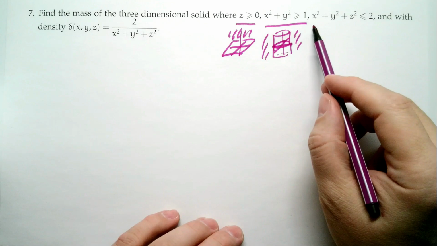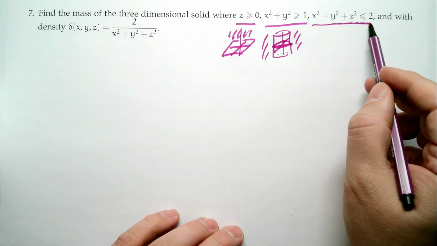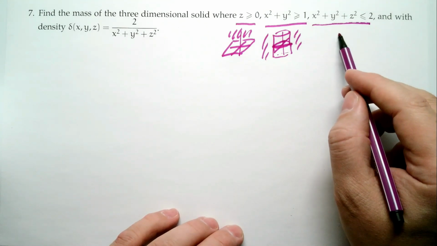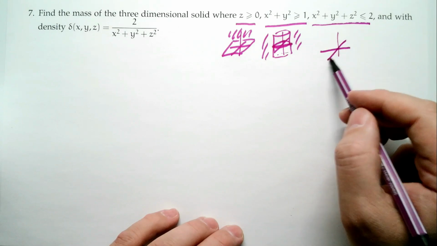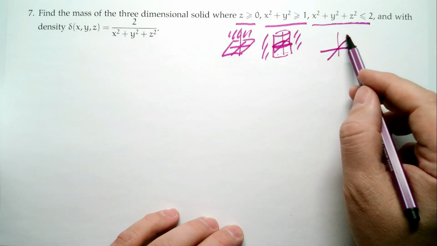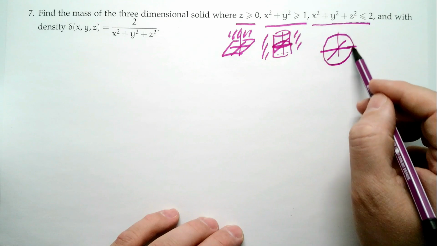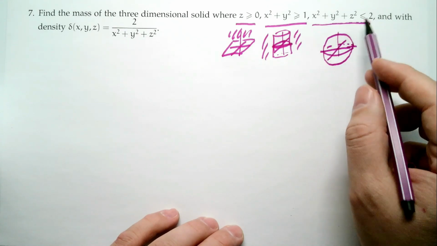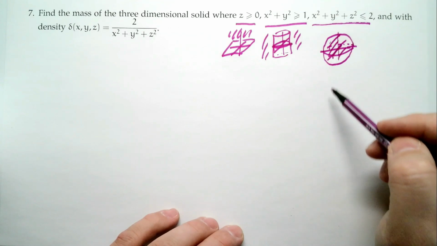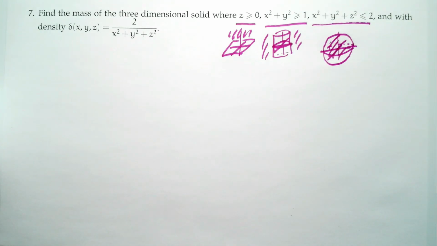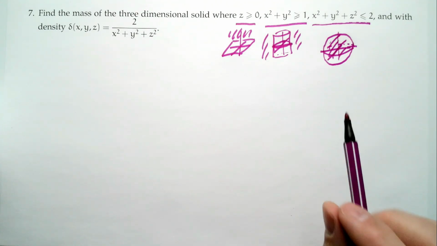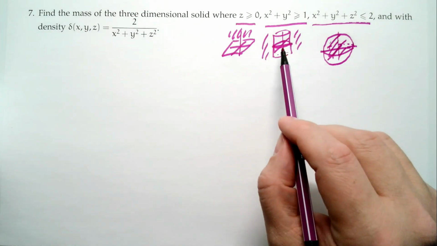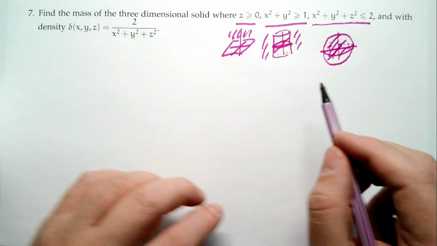Now we come to this last part. X squared plus y squared plus z squared less than or equal to 2. Well, x squared plus y squared plus z squared equals 2 is a sphere. And it's a sphere of radius root 2, and we want to be less than or equal to 2, which means we want to be inside the sphere. So what we do is we start piecing these pieces together. We say, okay, I need to be above the plane. I got to be outside the cylinder, inside the sphere.